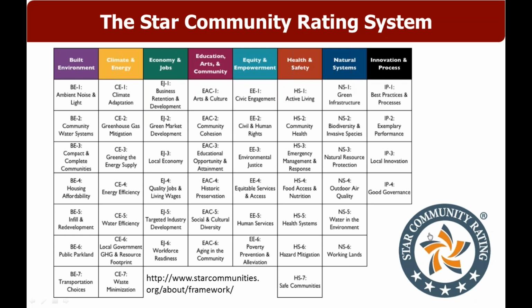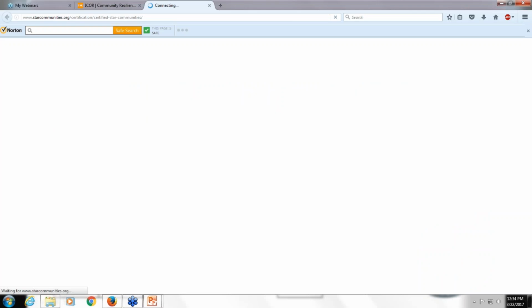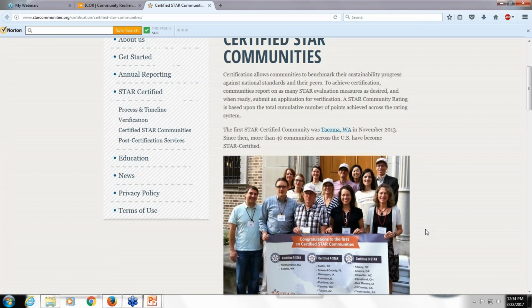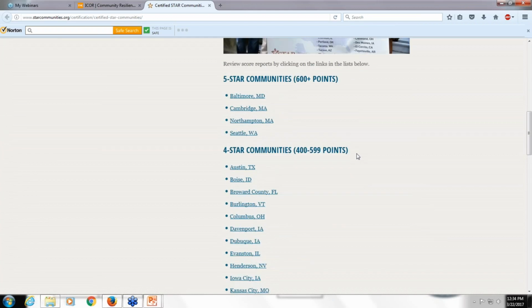And I wanted to just show you what this looks like if you wanted to see if your city was part of the resilient communities or a certified STAR community. They have actually listed them by how many points they get. So when you do this evaluation, you get points.